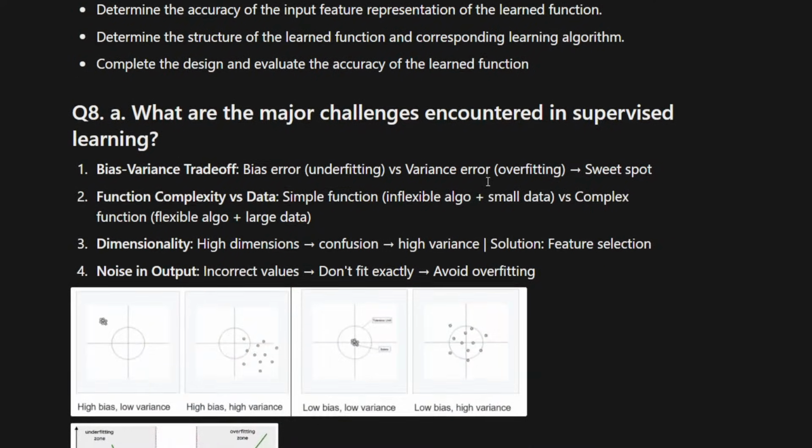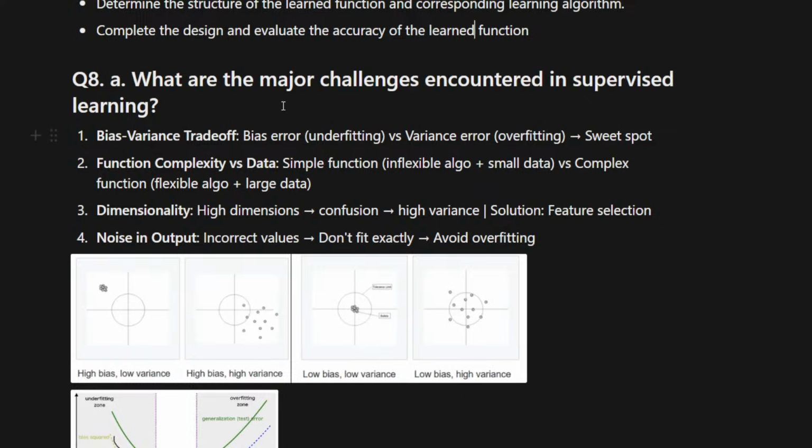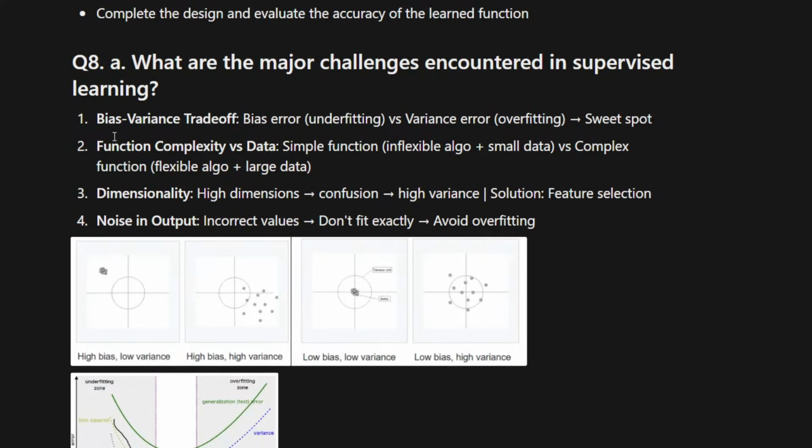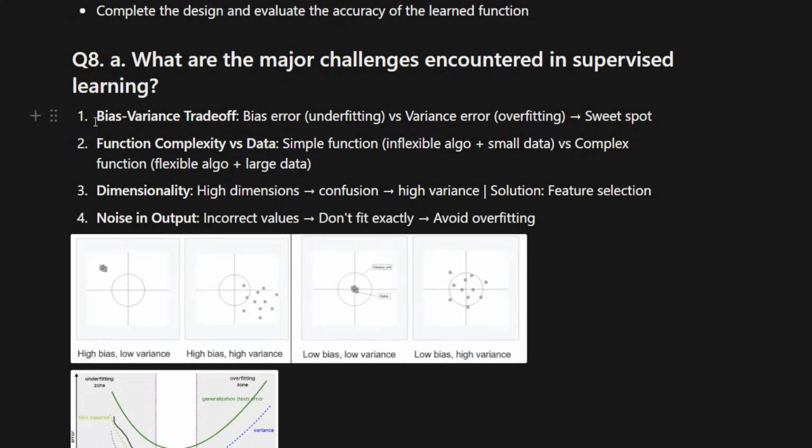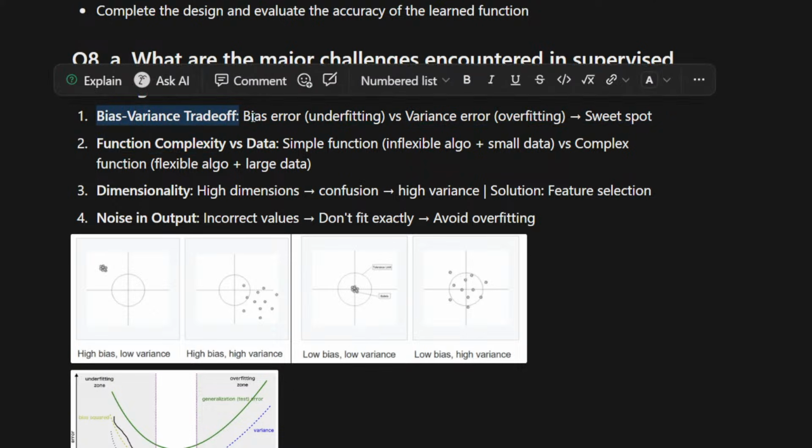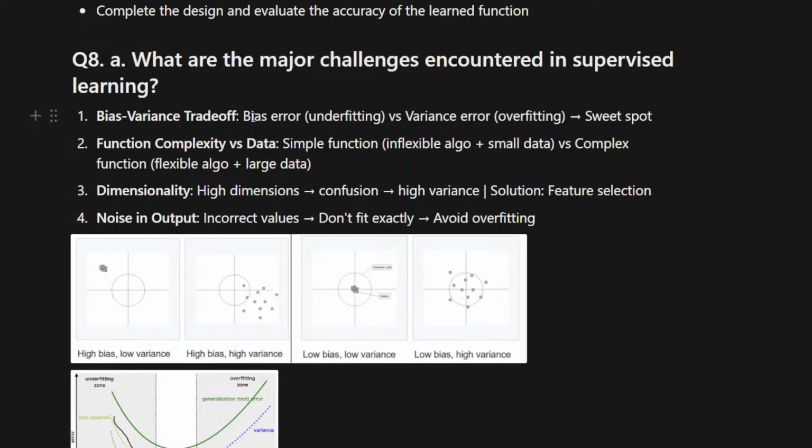What are the major challenges encountered in supervised learning? So I think you would have covered this also. First one is the bias variance trade-off, as we saw earlier. There is an underfitting zone and an overfitting zone. You have to find a sweet spot between those.